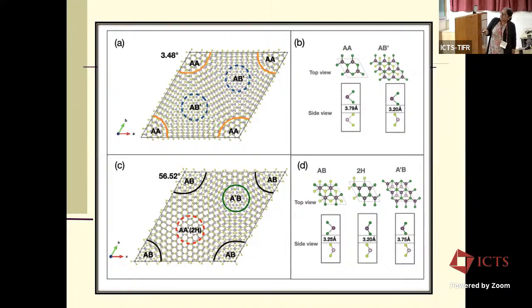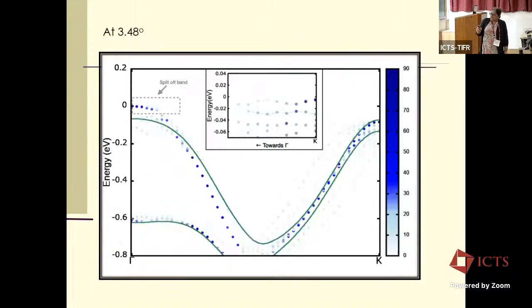In this case, we started out with an AB type of stacking. That was our untwisted limit, because I'm starting with the 60 degrees rotated case. From that, what you see is that the interlayer separation comes out to be about 3.25 angstroms over here, whereas in this case, these patches emerge after the rotation, which have an AA prime stacking, or a 2H stacking, with a 3.2 angstrom interlayer separation.